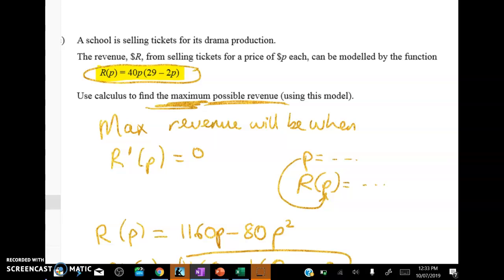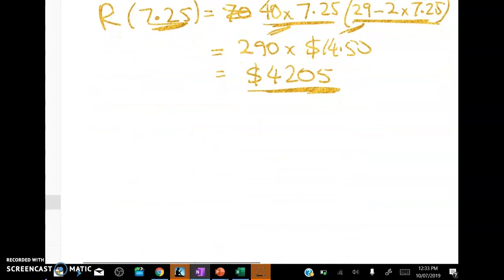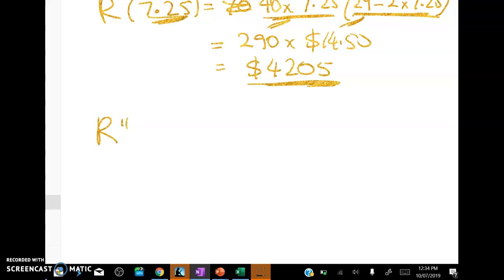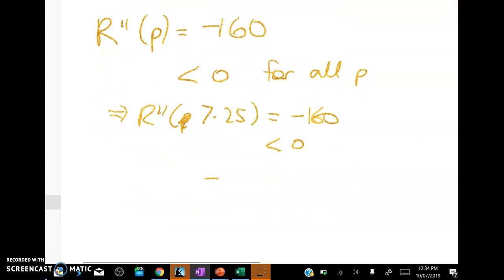Now we weren't asked to show that it's a maximum, but let's just check how we would do that, just because this video is so short. This is my first derivative, and I can use the second derivative test very easily here. That's because the second derivative, r dash dash of p, is really easy. It's negative 160, and that's negative for any value of p. So if we work out the second derivative at 7.25, we'll get negative 160, which is less than 0. Therefore, we've found a maximum, not a minimum.